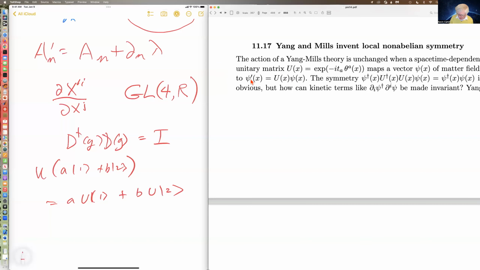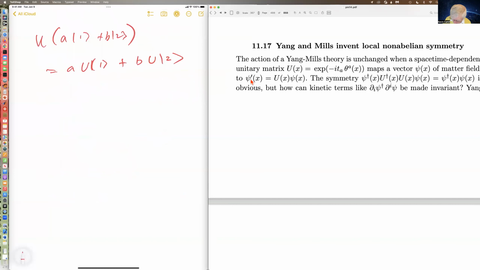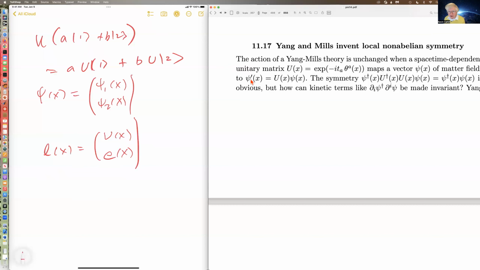And so the idea here is that psi of x is psi 1 of x, psi 2 of x, up to psi n of x. You can have n of them. An example here would be L of x, and you might think of that as the neutrino field and the electron field. I'm talking quantum fields here, quantum field theory.